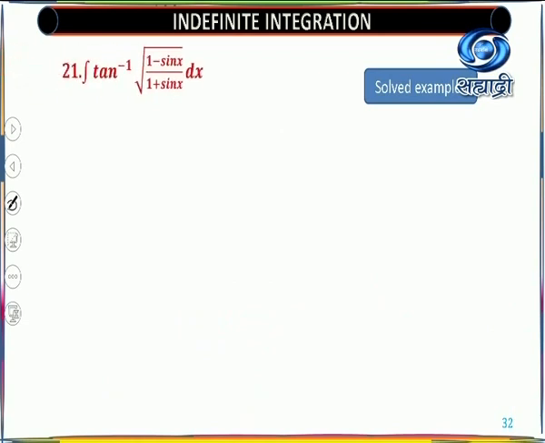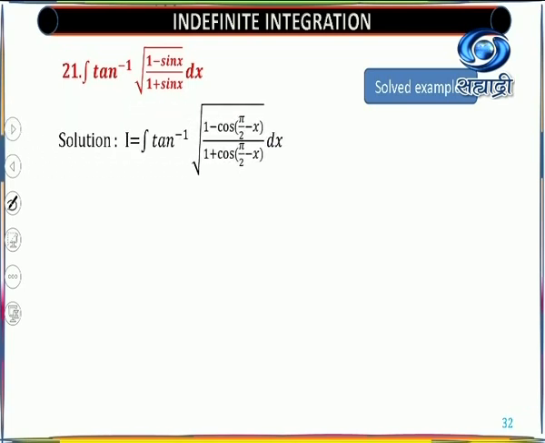And this one is the last question, where you will straightaway get the answer: the integration of tan inverse of root of (1 minus sin x upon 1 plus sin x). We'll begin with this because, as usual, it is tan inverse and you want the root. If it is tan square, then the root sign will be cancelled and we get the tan function. So we'll begin with that.